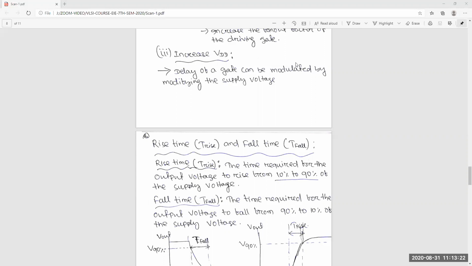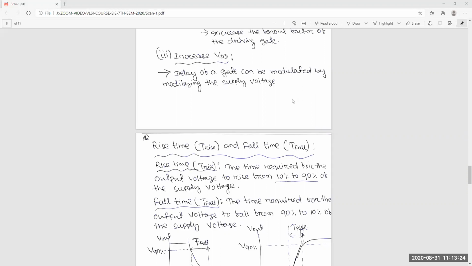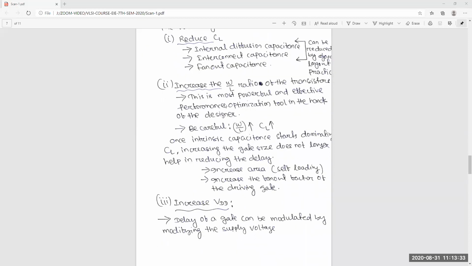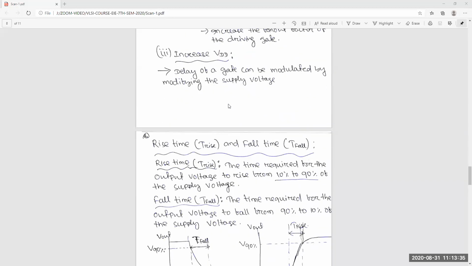So these are the three things we generally consider to reduce the propagation delay. Reduce the CL, increase the W/L ratio, and next, increase the VDD.